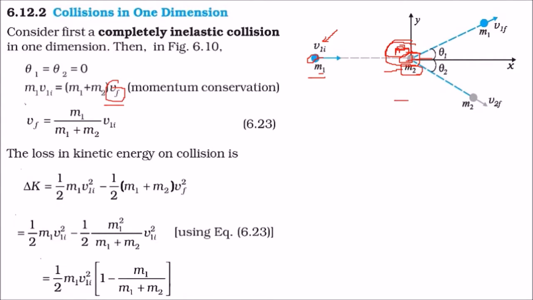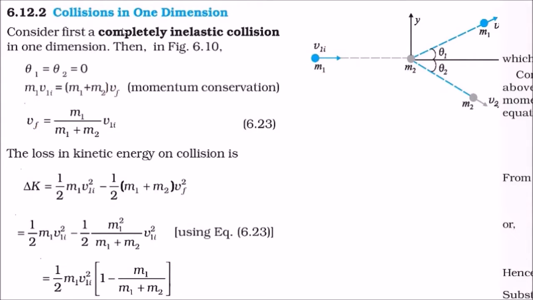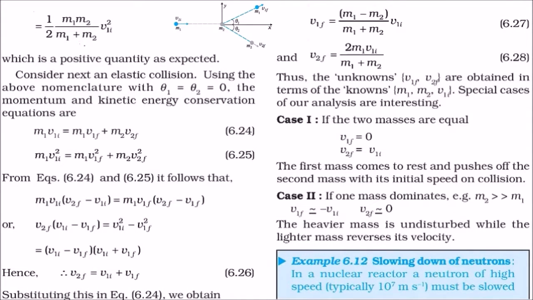So what will be the final velocity? We take this into the denominator. This will be M1 by M1 plus M2 times V1i. What is the loss in the kinetic energy on collision? See, delta K, the change in the kinetic energy, will be half M1 V1i squared minus half M1 plus M2 into VF squared. Let us put this VF in this place. So we get some value here, in terms of V1i. Take half M1 V1i squared common, so you get something inside like this. Just rearrange it and you get an expression like this.